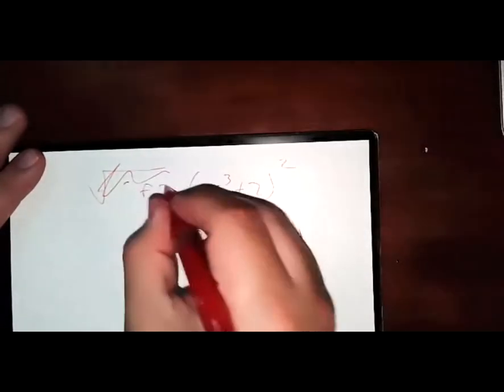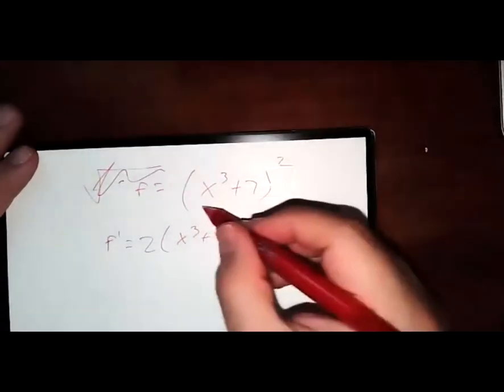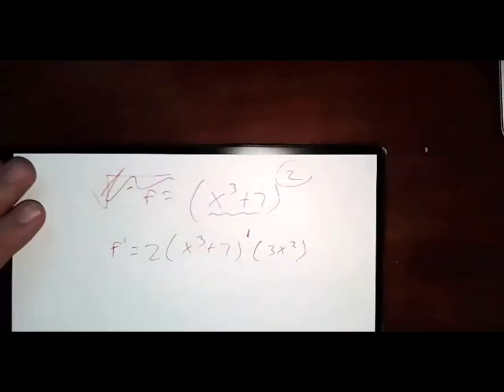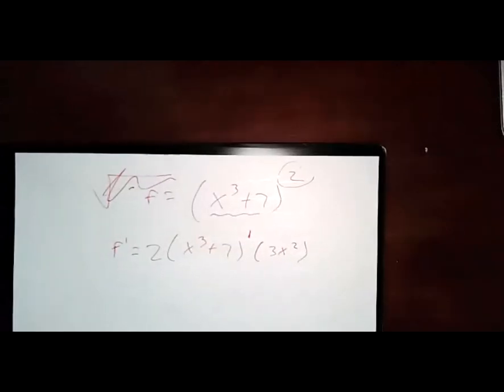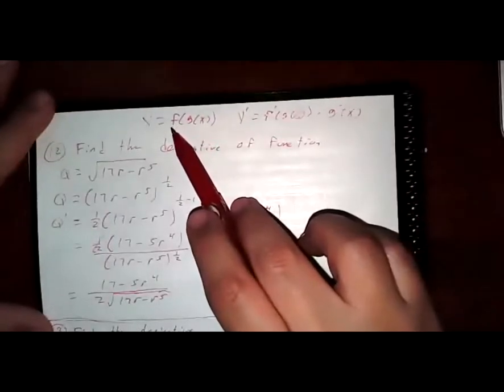So this is f, this is f prime. This is my g, the inside. This is my f, the outer function. Okay. That's what the chain rule is saying here. So you have some outer function and an inner function. So it's a composition of functions.